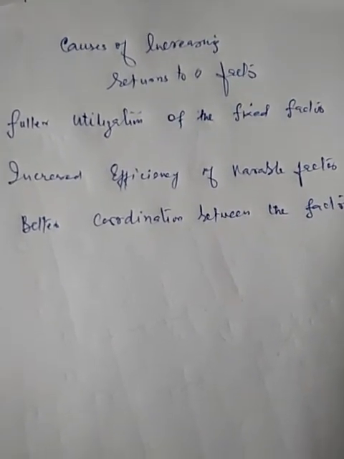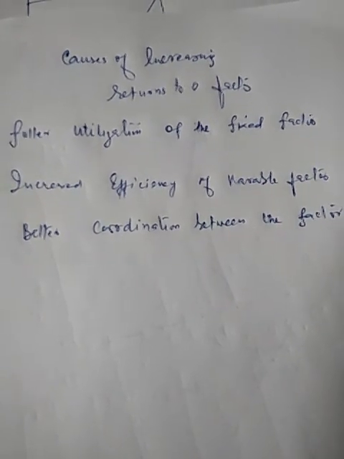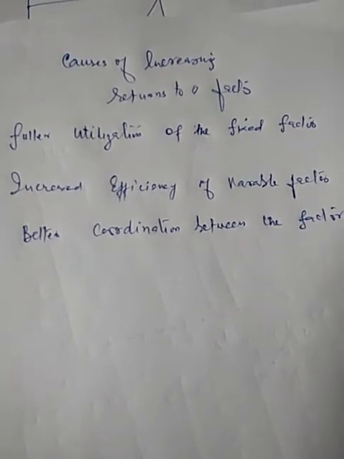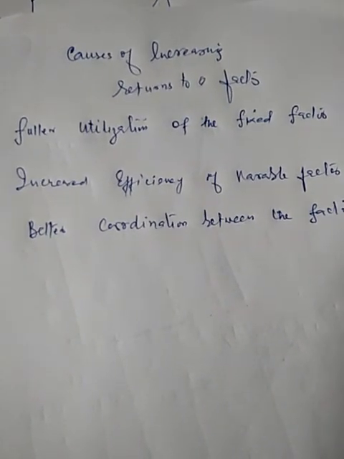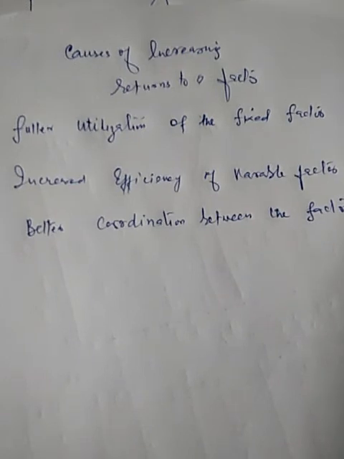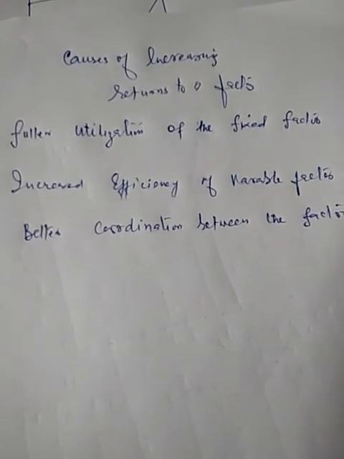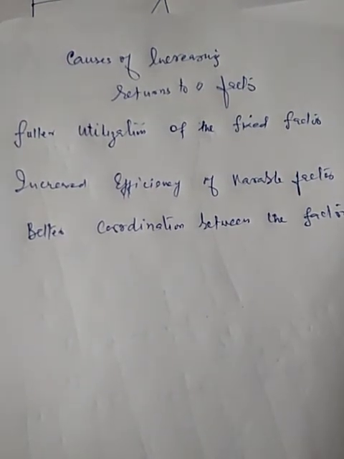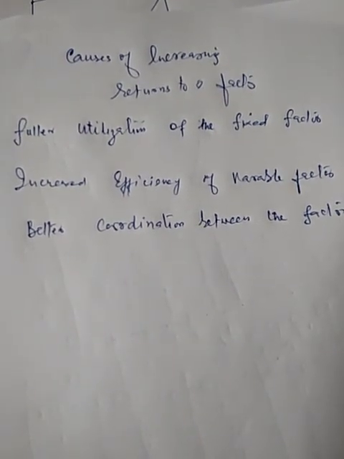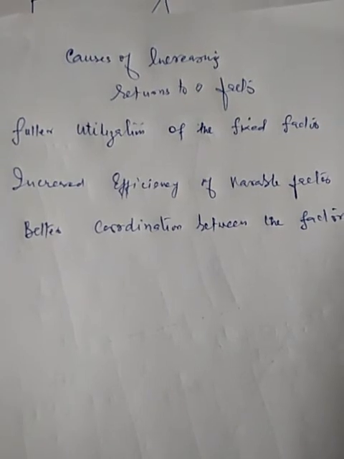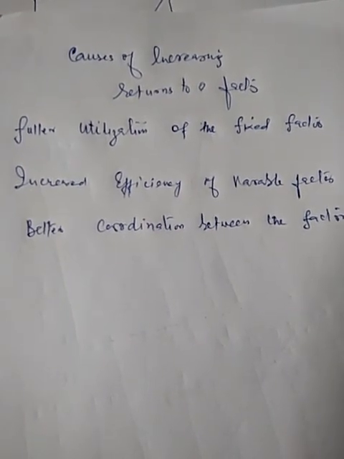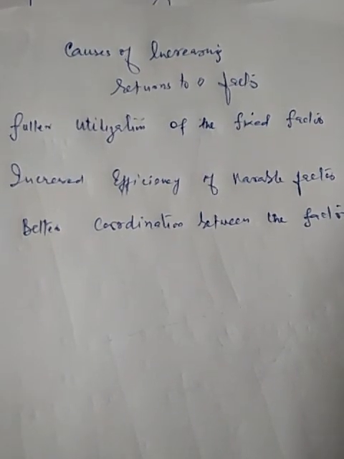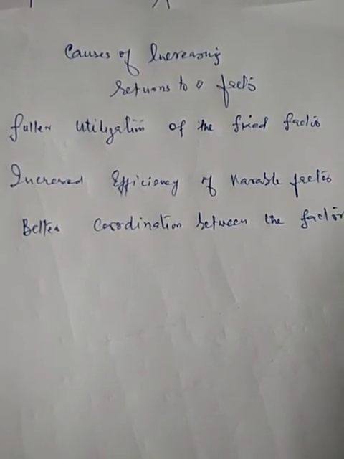And then finally, there is better coordination between the factors. So long as fixed factor remains underutilized, additional application of variable factor tends to improve the degree of coordination between the fixed and the variable factors. As a result, total product or total output increases at the increasing rate, right? These are the main causes behind the increasing returns to a factor.